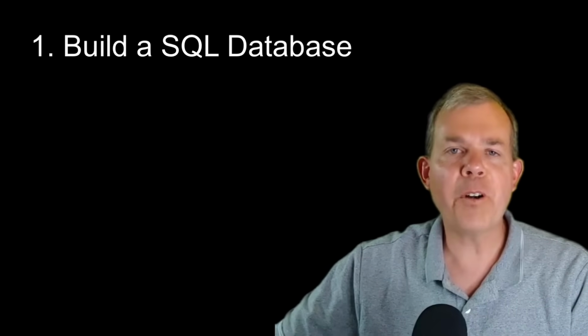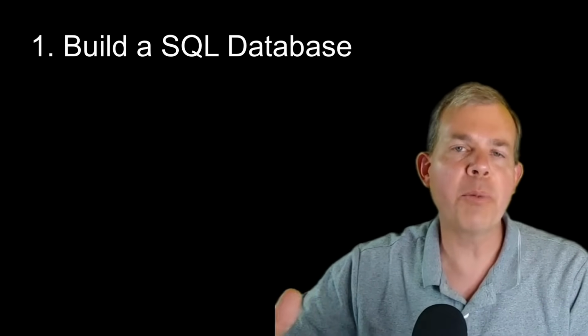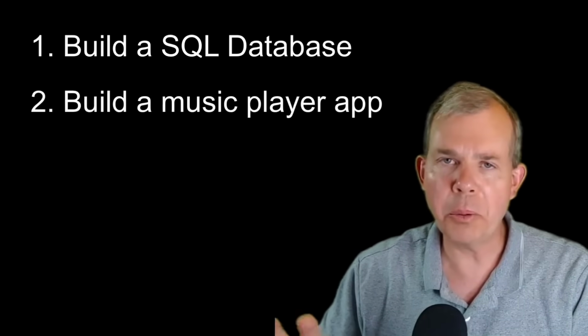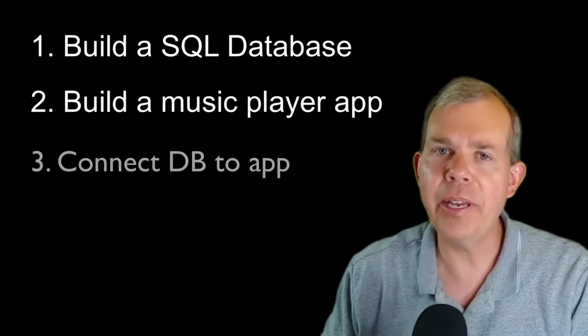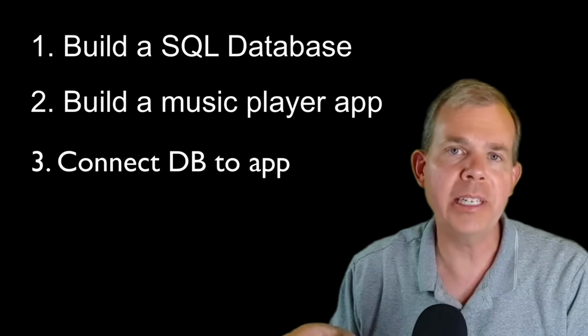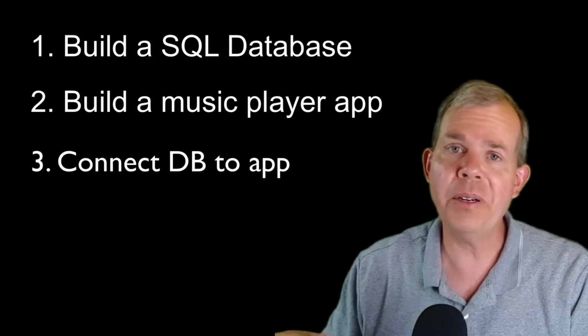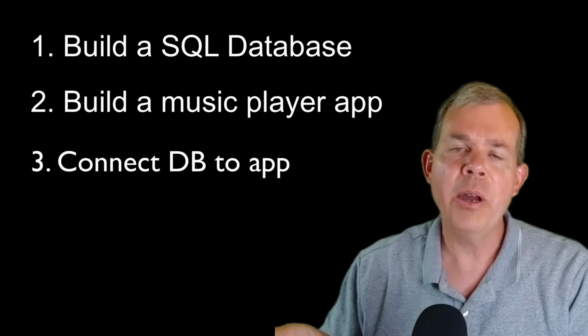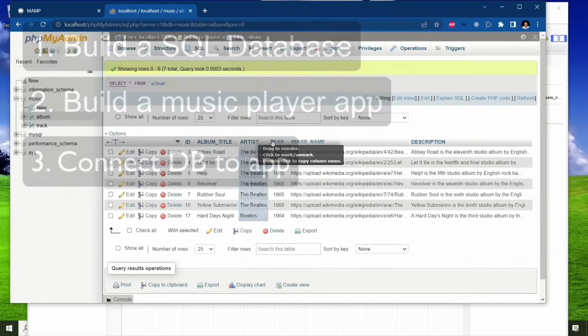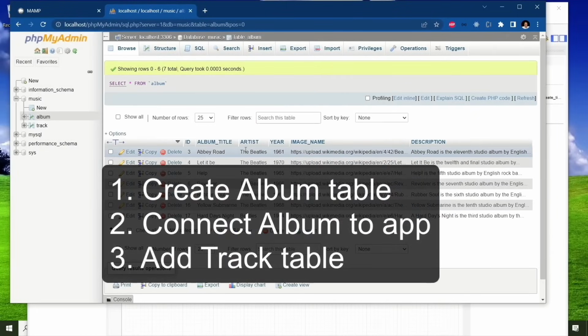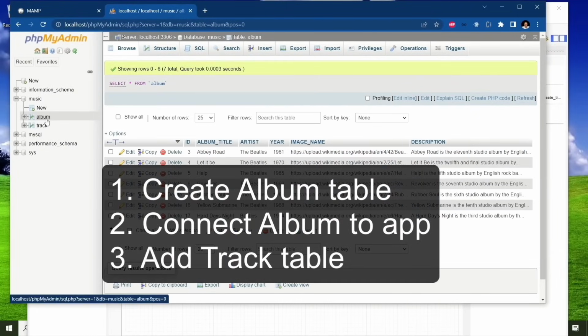Okay, so let's get into the first phase of this. So phase number 1 is build the database. Phase number 2 is to build the application, and then phase 3 is to connect those two things together. So we're starting off here at the beginning, which could take a little while. We're going to build a database. So what we're going to do first is design the album table. And then after we have the album table working, we will go and try to make it connect to the application.